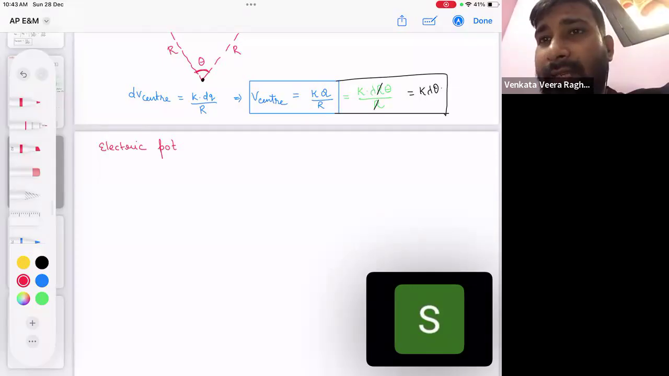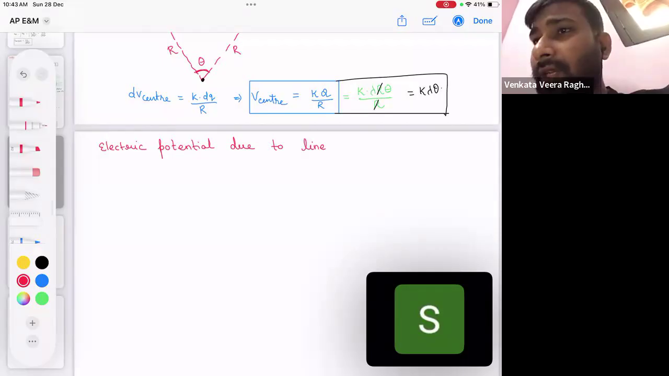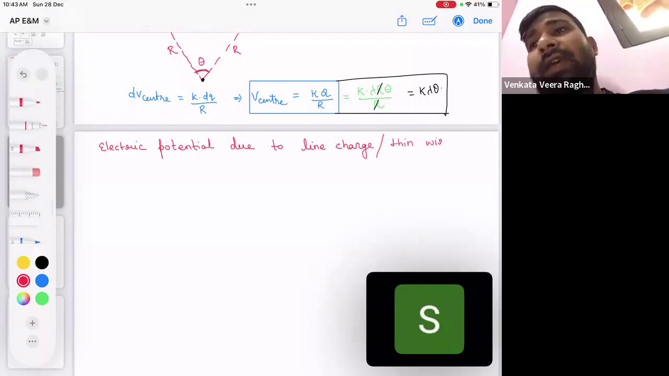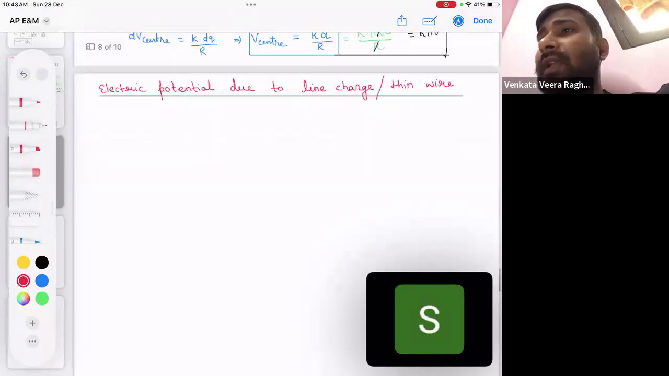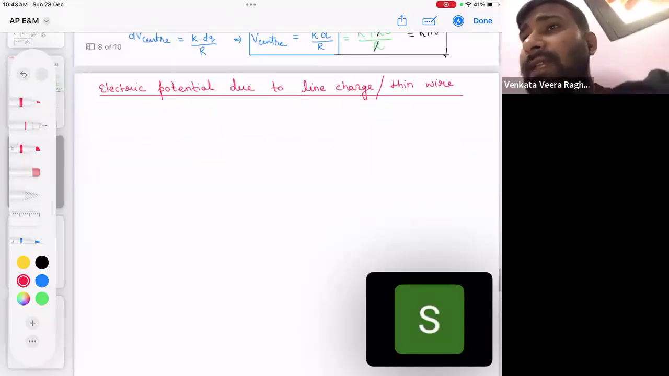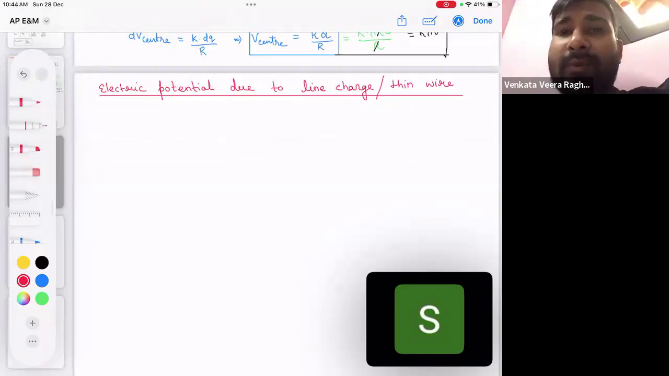Next, electric potential due to line charge, or you can call it a thin wire. Electric potential due to line charge or thin wire we are going to calculate. So please tell me what will happen. Two cases we are going to discuss.